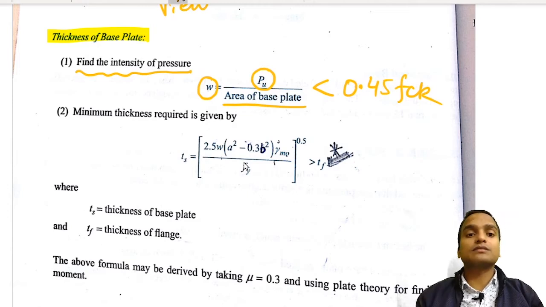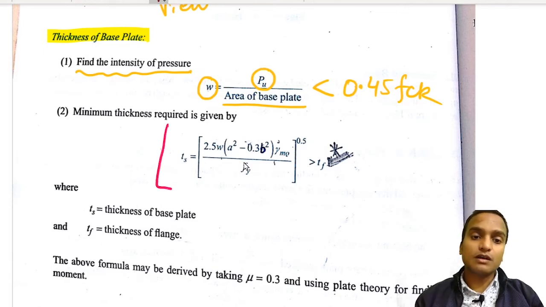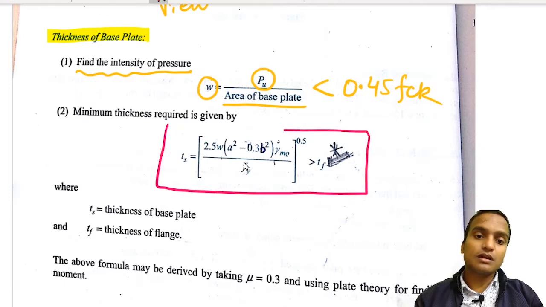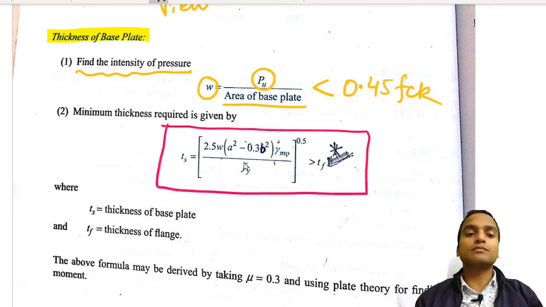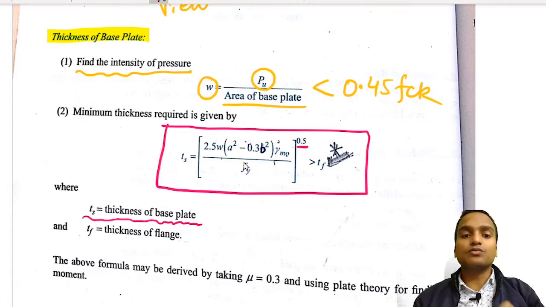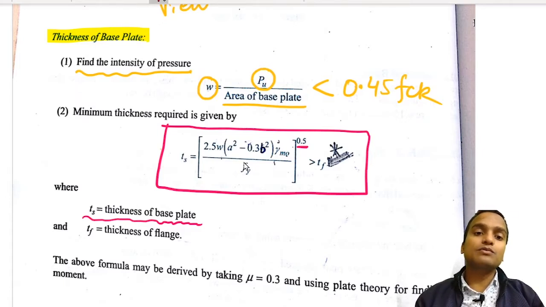And the minimum thickness required is given by this formula. Now this formula is taken from the IS code directly, and this is an empirical formula, and you can directly see this formula in the IS code. Here the thickness of base plate is represented by ts, which is equal to root under, root under meaning 0.5 power, so that means under root 2.5 w into a square minus 0.3 b square.